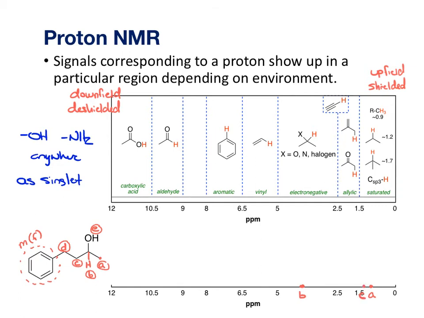There's C. D is a CH2, but it's next to this double bond. Because of that, we're going to put it in the allylic region. So I'll put D here. F is the aromatic ring. We'll put that in the 6.5 to 8 region.